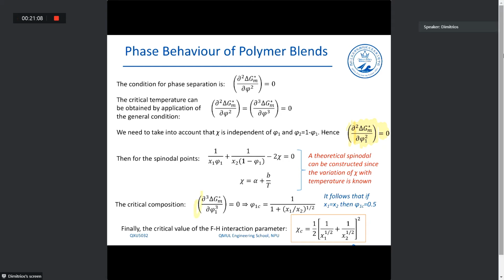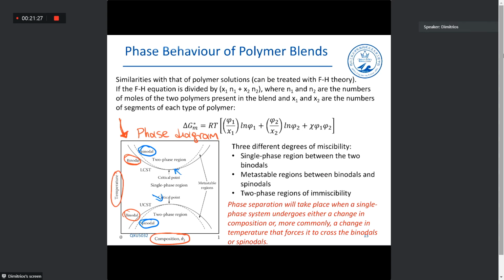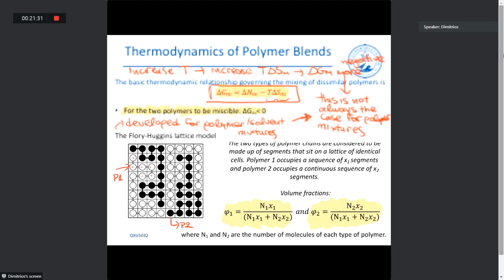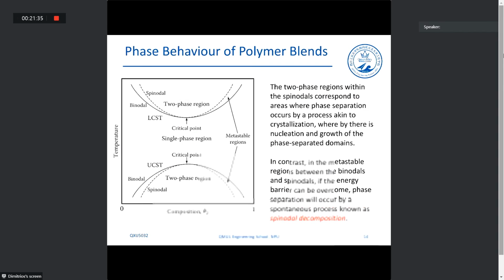And for the critical composition, the third derivative of the Gibbs free energy should be equal to 0. So we get the critical composition. And from the critical composition, we also can get the Flory-Huggins interaction parameter, which is this simple equation. Okay, so the Flory-Huggins interaction parameter depends only on the x, which we said is the number of segments.